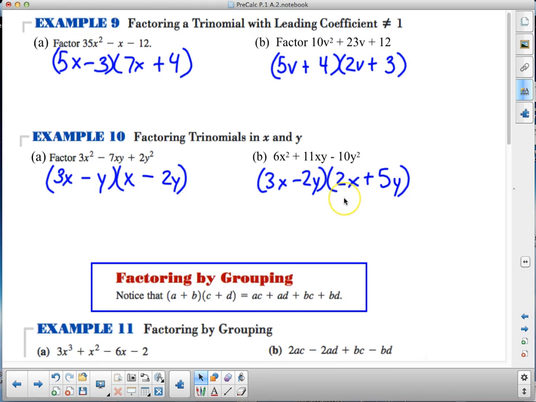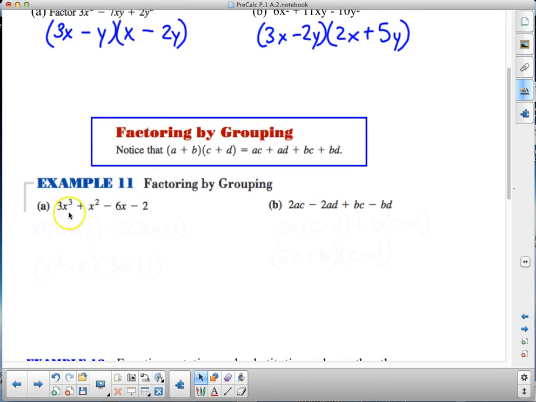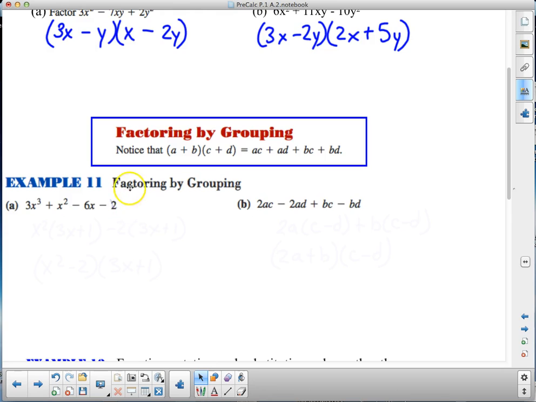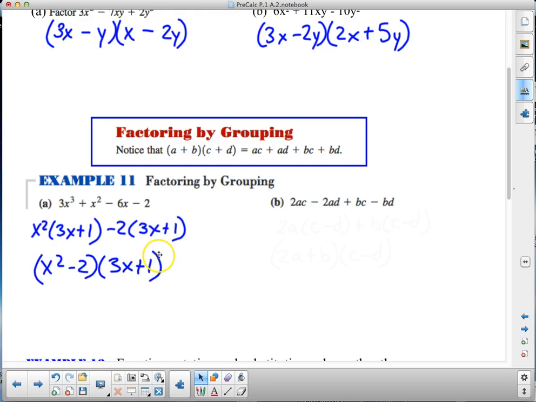Now, factoring by grouping, just notice what's going on here. I've got 3x cubed and x squared, 6x and negative 2. I can pull an x squared out of this, and I can pull a negative 2 out of this. So that's what I did. I pulled out an x squared, I pulled out a negative 2. Now this is 3x plus 1, and this is 3x plus 1. So I've got x squared minus 2 times the quantity 3x plus 1. And I've got it factored. Your turn. Give it a try. See how you do. Turn it off and go.